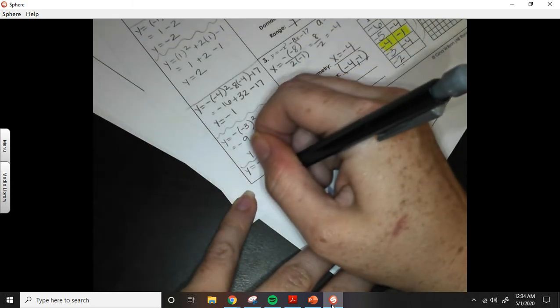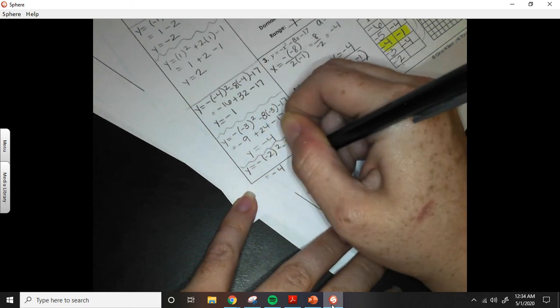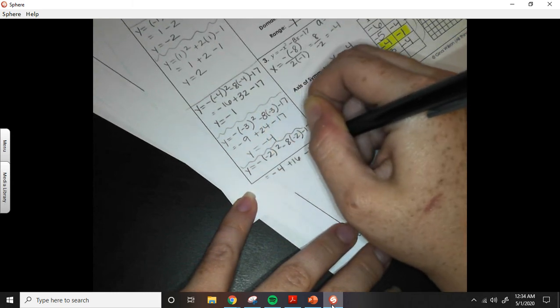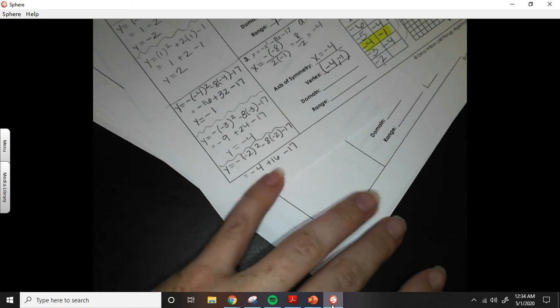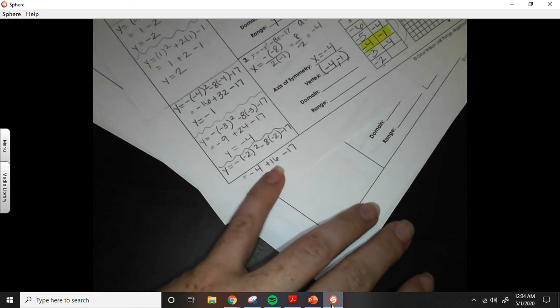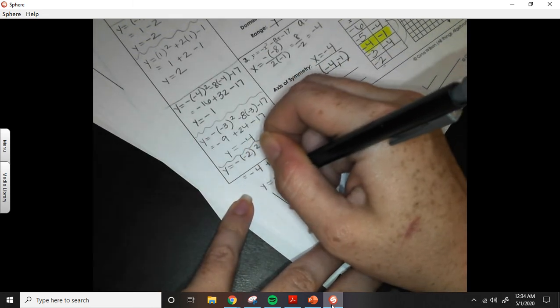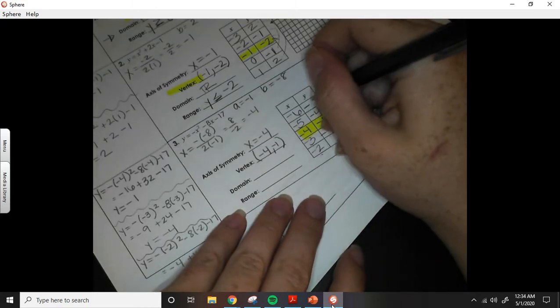So -4 plus 16 minus 17. Well, -4 plus 16 is 12. 12 minus 17, y equals -5.